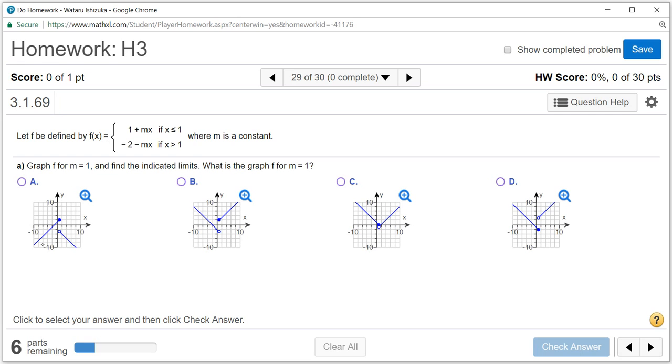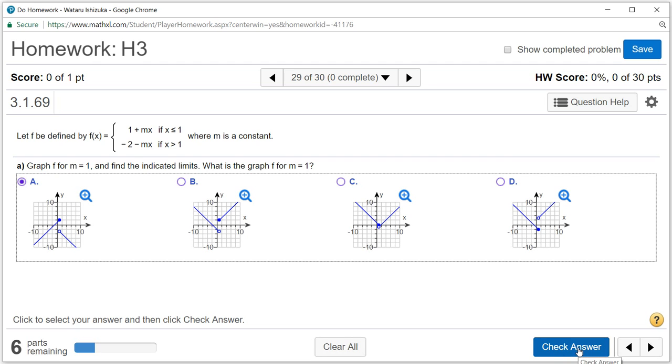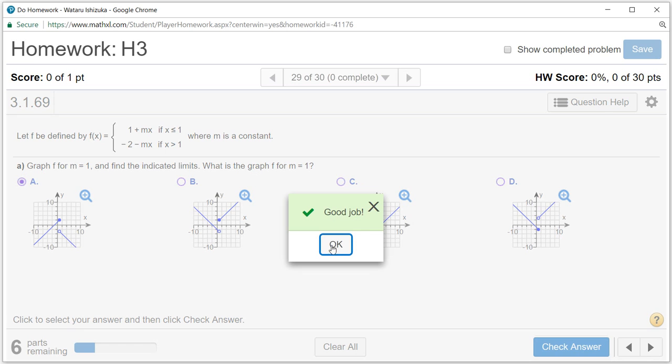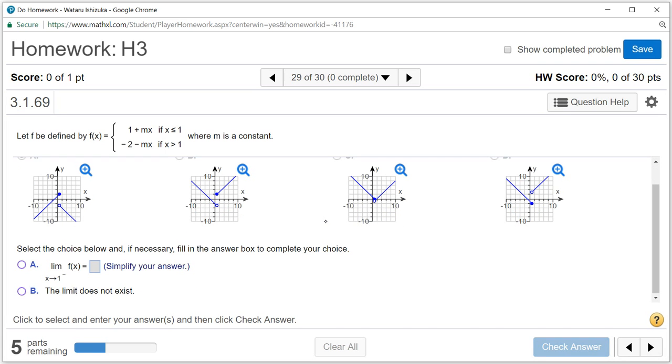This one looks promising because it has a positive slope of 1, and it looks like it's going through 1 here. So I'm going to keep that. B is definitely not it, because the slope is actually negative since it's going down. C is the same way, and D is not it either. So A is the only reasonable one, so I would say this is the answer. Now select the choice below, and if necessary, fill in the answer box.